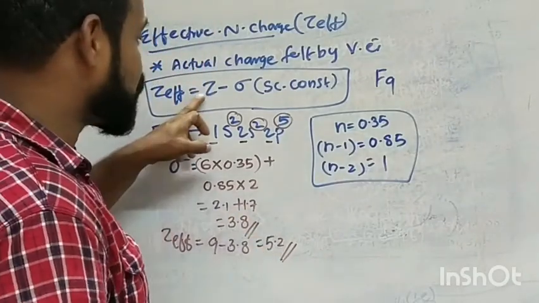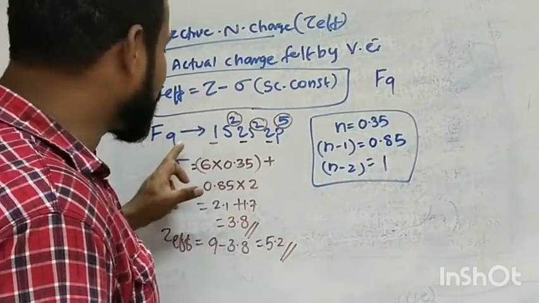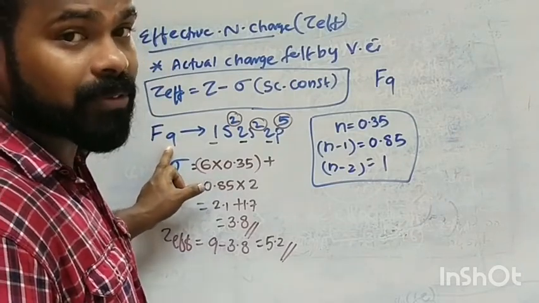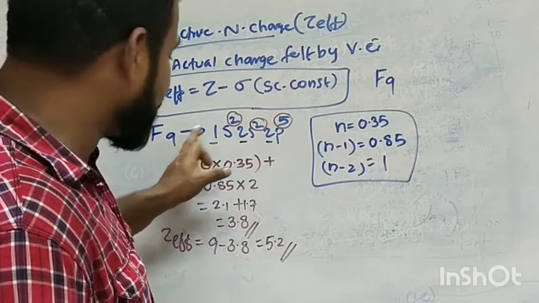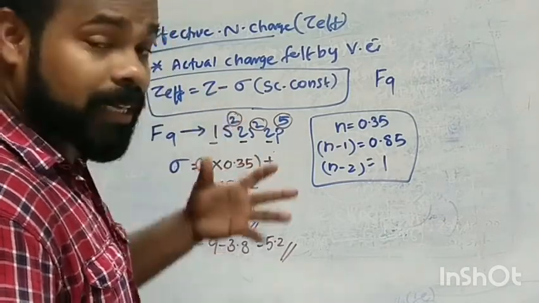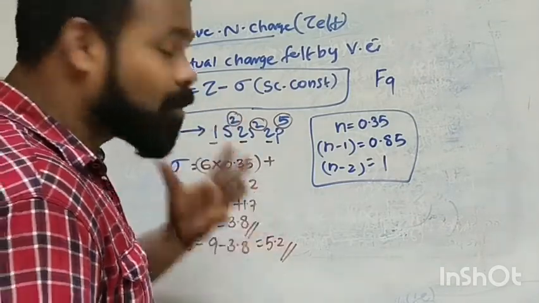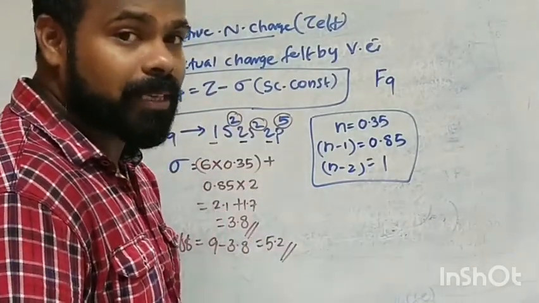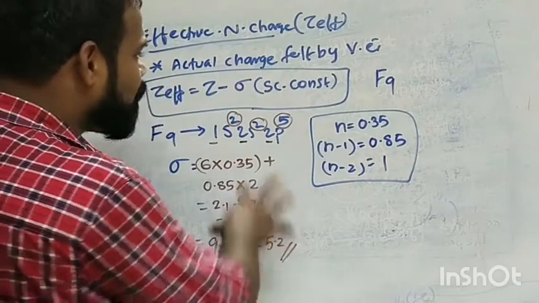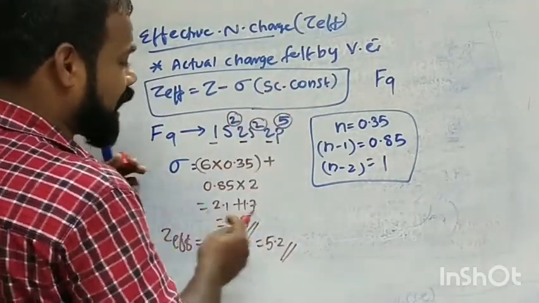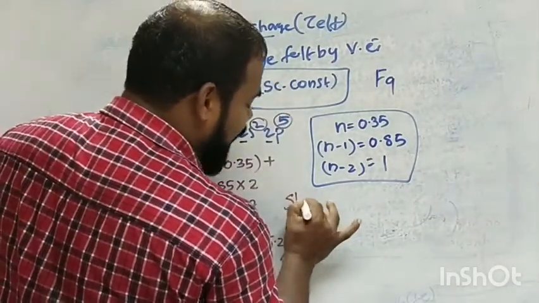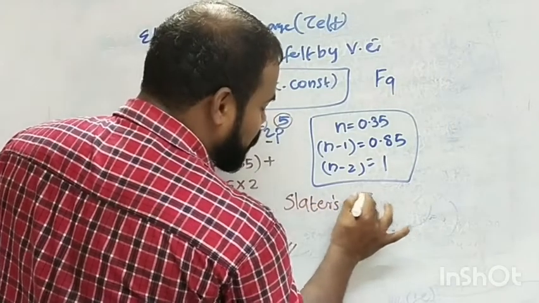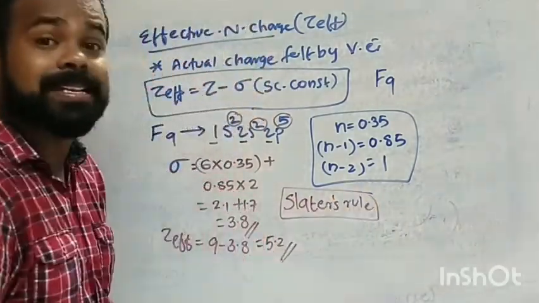Last, we substitute into this equation. Here Z is the atomic number, otherwise the number of protons. Clear to all of you? At writing time we took the number of electrons, but keep in mind that Z equals the number of protons, not any other number. Clear? Then what is this equation? This sigma calculation is carried out by Slater's rule. This rule is called Slater's rule.